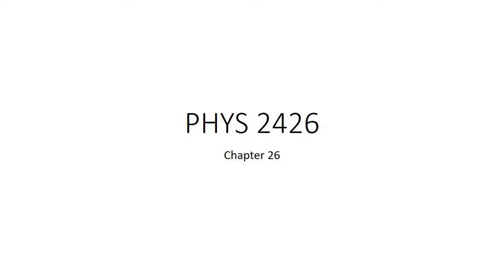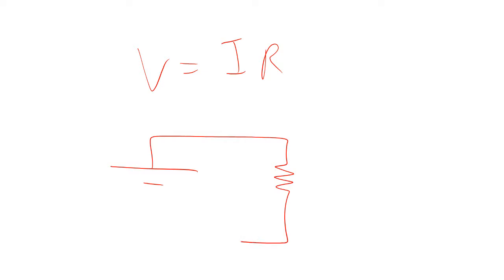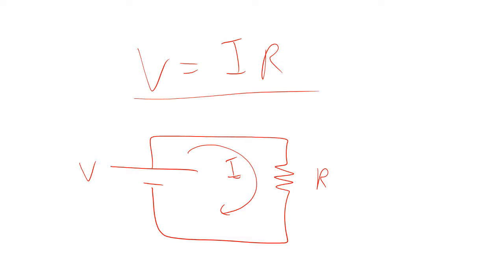Ohm's law, V equals IR. So the idea is that you have a resistor, you've got the voltage, you've got R. You increase the voltage, you increase the current; you decrease the voltage, you decrease the current, and it does so linearly. Double the voltage, double the current.